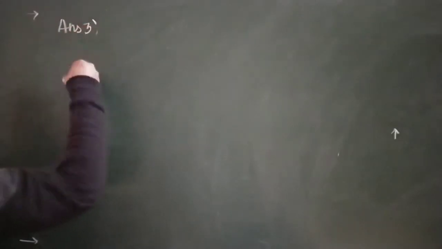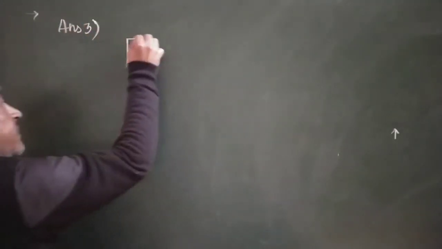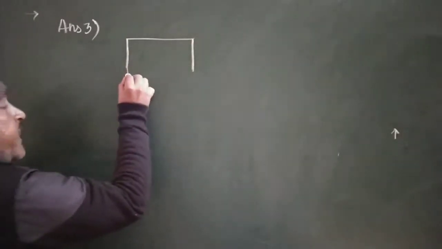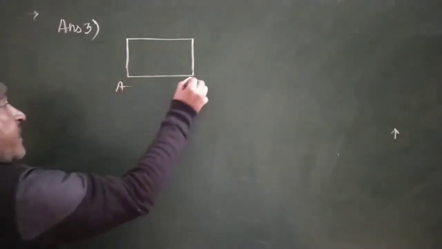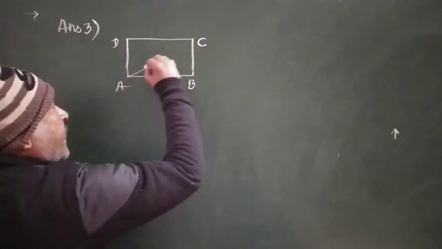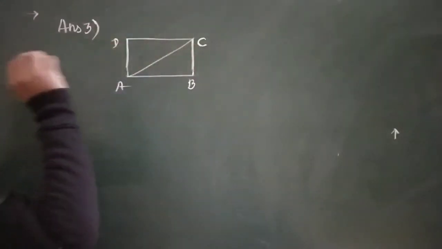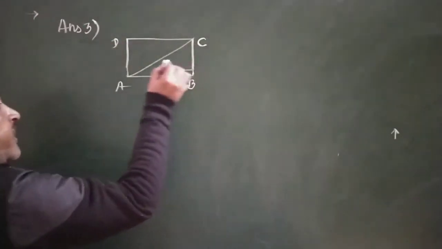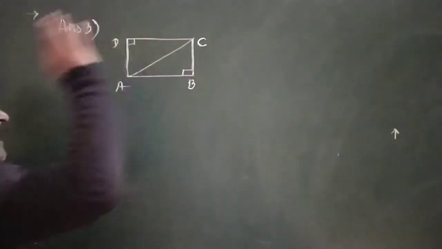This question is saying find the length of the diagonal of a rectangle whose sides are 3 centimeter and 4 centimeter. Okay. So first of all, we have to make one rectangle. Answer 3. First of all, make one rectangle and give it some name. We can say it is A, B, C, D. Draw any one of its diagonal. Okay, AC is the diagonal, and we all know that angle formed here is how much? 90 degree at all the angles.